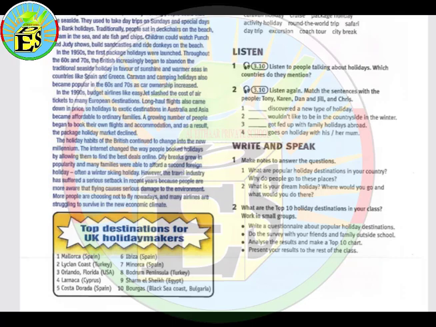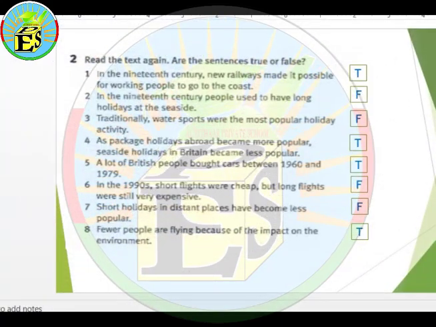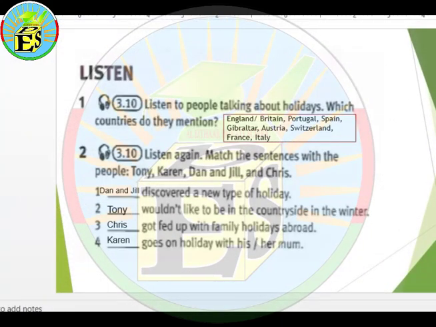Have you finished? Let's check your work. Here are the countries, and here number 1, Dan and Jill, 2, Tony, 3, Chris, and 4, Karen.